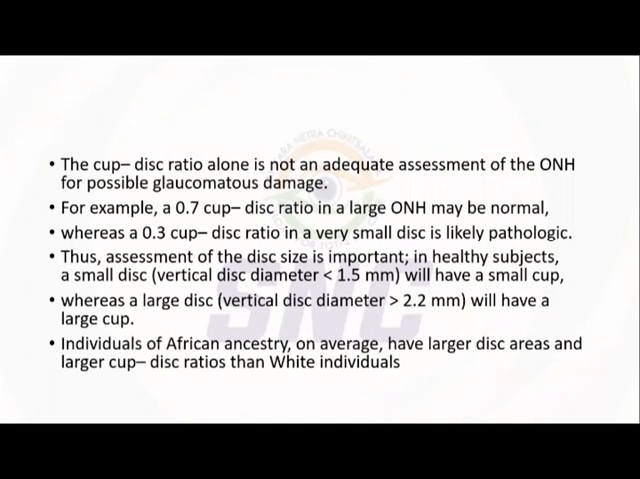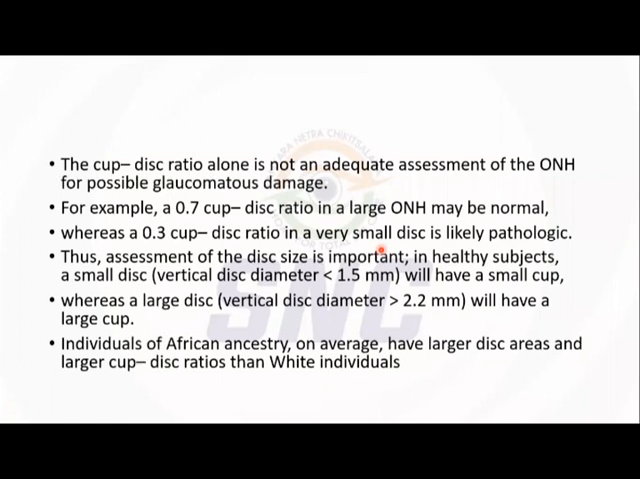Shilpa and Sonika. So you should not only determine how much the cup is. It should be proportional to the disc size. If it is proportional to the disc size, maybe it might be physiological. How to measure disc size, you also mentioned, right? With the 90D with a vertical slit, see how much it is and multiply by 1.3. So actually you can compare the size in both the eyes.